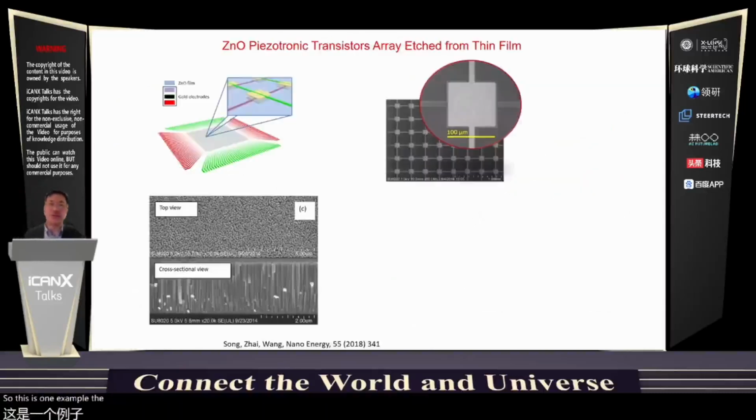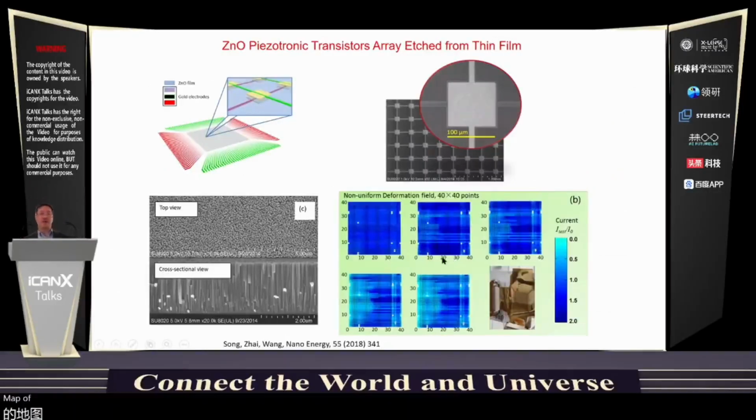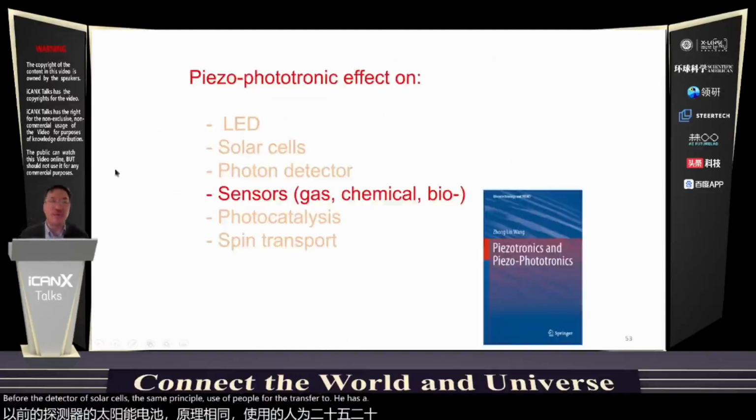The other example is that you can make this pixel by pixel, so you make a high-resolution mapping of the distribution across the board. The reason I show you this briefly is that for photodetectors and solar cells, the same principle uses the piezo-phototronic effect to enhance performance.